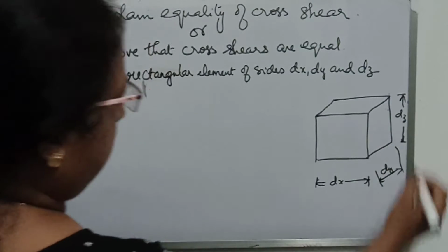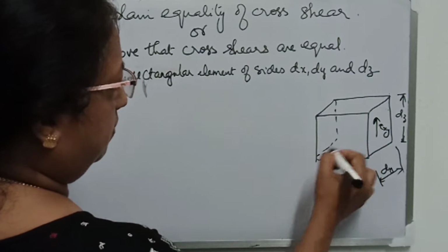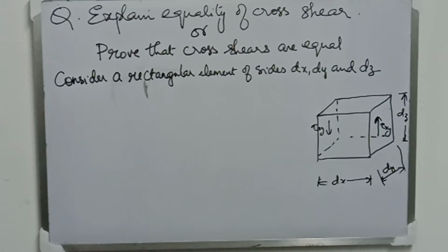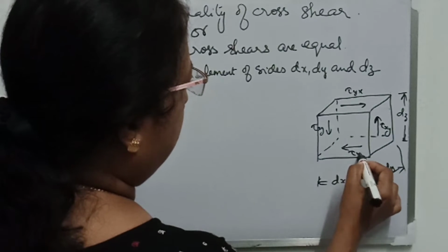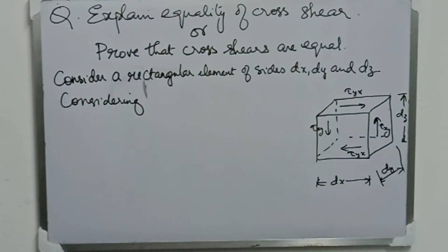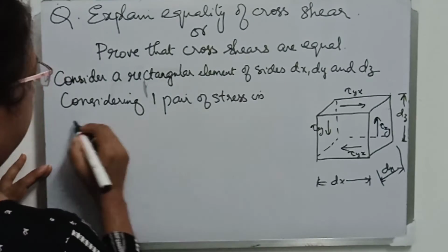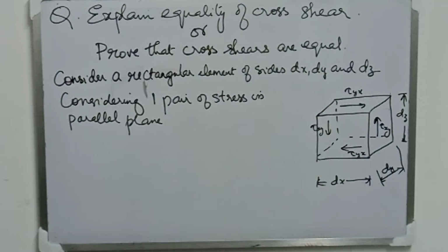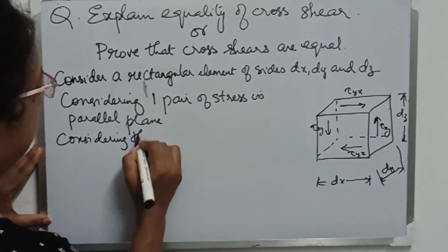So this is a rectangular element, or a block like this. Now I am marking the shear stresses on the opposite faces, the vertical faces. Next I am marking the shear stresses on the horizontal faces, both top and bottom faces. Now we are only considering one pair of stress in parallel faces or parallel planes, these two. Let us consider that the shear stresses on the front and back vertical faces are 0.